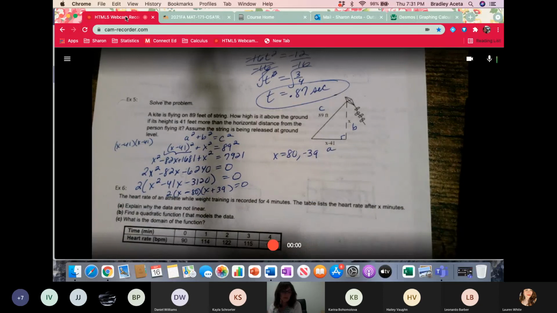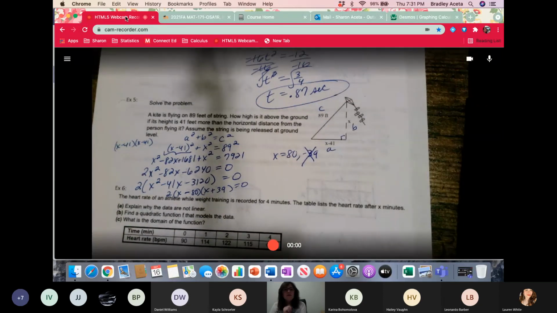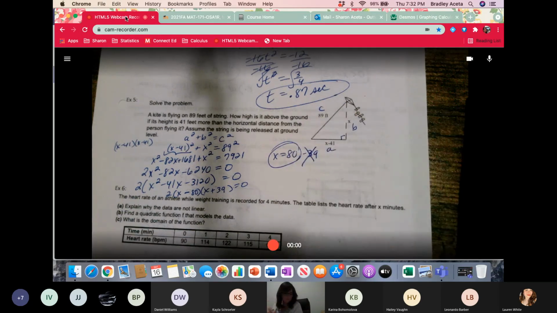Again, since we're talking about the length of a side, can't choose negative. So 80 would be the X value, and it said a kite is flying. How high is it above the ground? It is 80 feet above the ground.